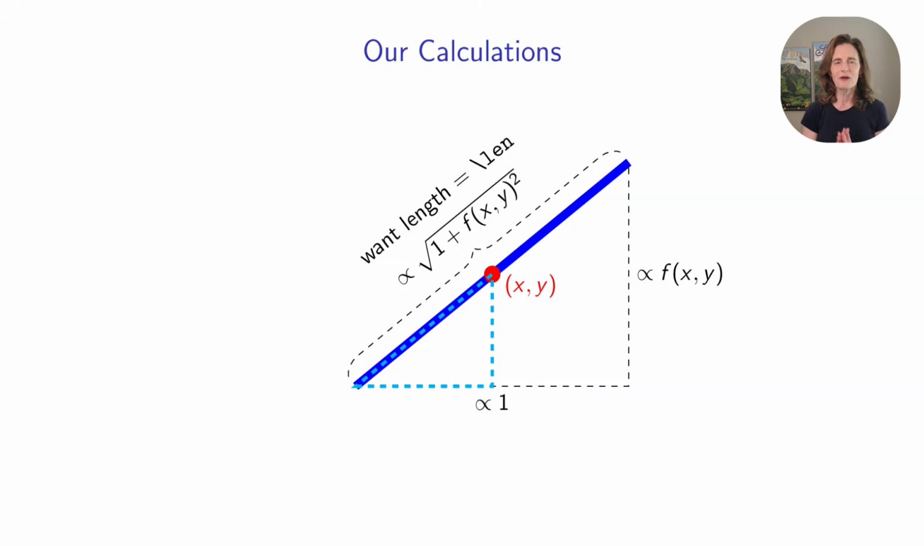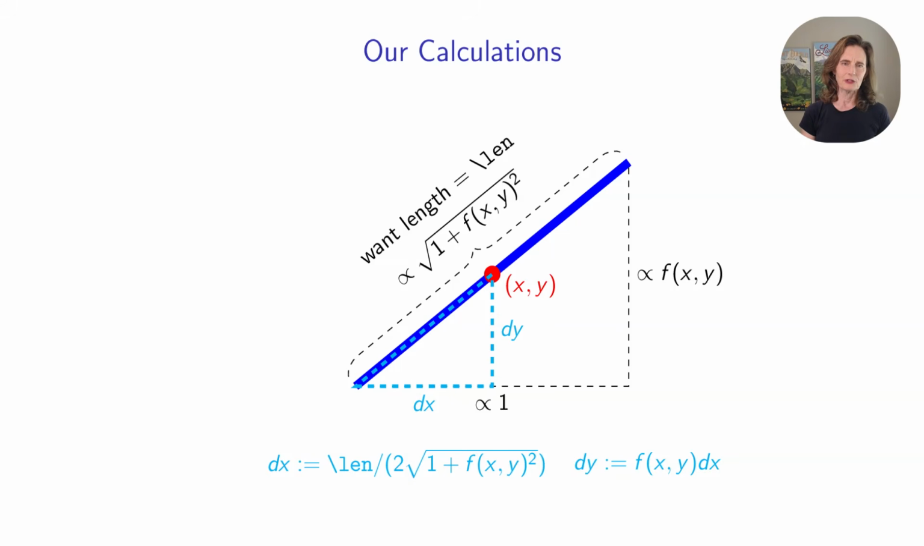Now we're drawing from the center outward in both directions, so we only need half the length on each side. I'll call the horizontal half distance dx and the vertical half distance dy. Since the full hypotenuse is proportional to the square root of 1 plus f of x, y squared, and we want half the length to be len over 2, we get dx equals len over 2 divided by the square root of 1 plus f of x, y squared. And dy is just f of x, y times dx.